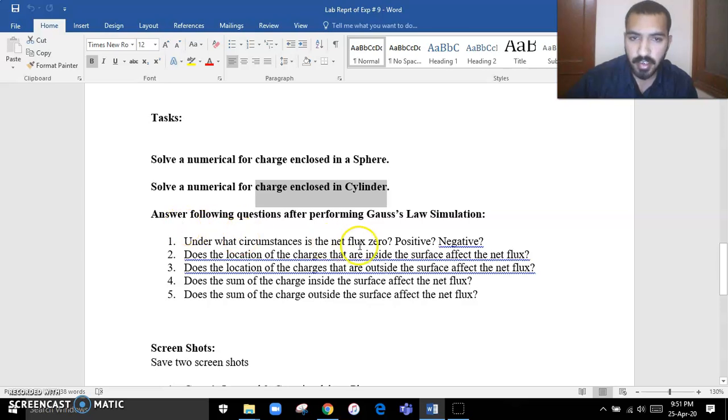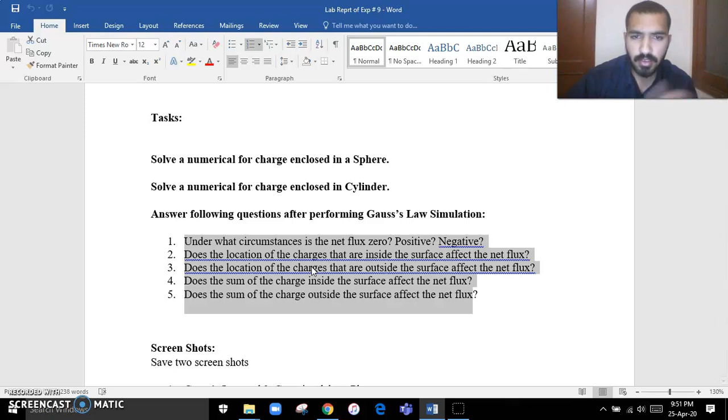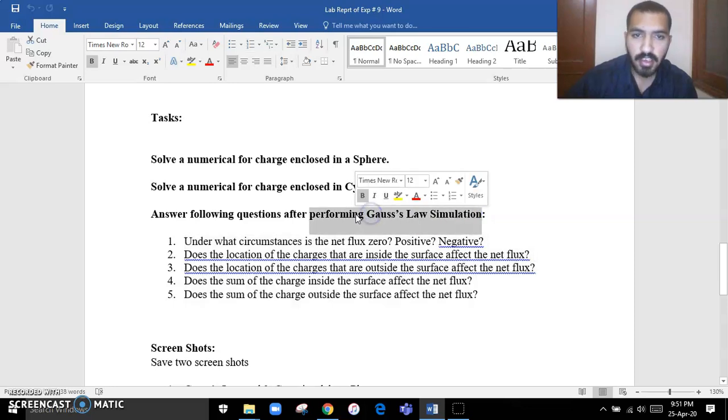And for the task that you have to perform on a simulator, these are the questions. Simply write the answers to these questions in the form of yes, no, positive, negative. Just like these, you simply write some answers here. You can easily find these answers by monitoring this simulation.